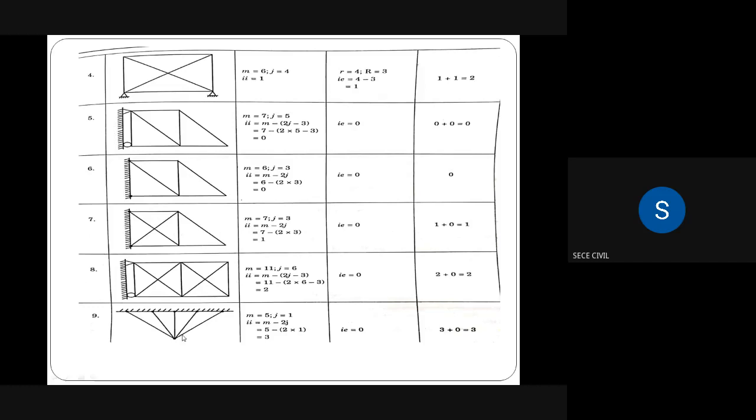And finally, the ninth problem. It is a fixed one. This is totally fixed support, so the formula changes: IA is equal to m minus 2j. Number of members: member 1, 2, 3, 4, 5. So totally 5 members, m is equal to 5. We should not consider these points as joints. Only one joint, that is this one. So m is equal to 5, j is equal to 1. So the formula m minus 2j: 5 minus 2 into 1, 5 minus 2, 3. So the given problem has an internal redundancy of 3 degrees.